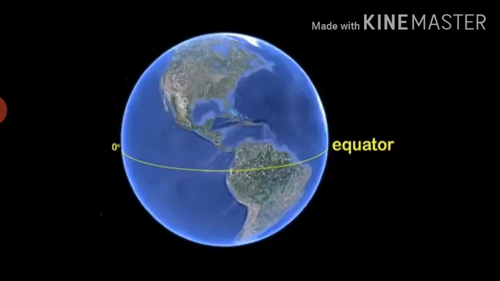Since the distance from the equator to either of the poles is 1/4 of a circle round the earth, it will measure 1/4 of 360 degrees, i.e. 90 degrees. Thus, 90 degrees north latitude marks the North Pole and 90 degrees south latitude marks the South Pole.